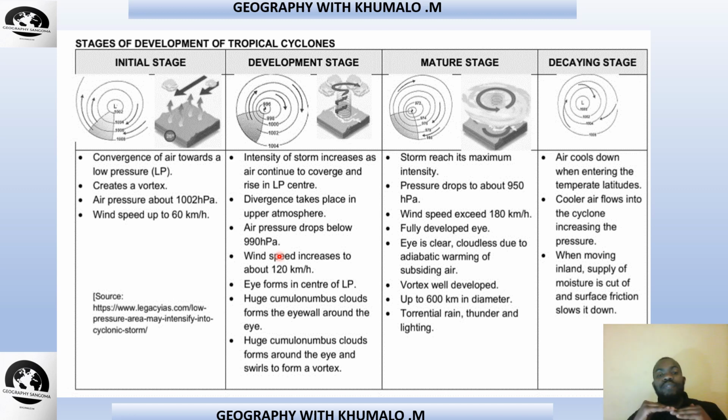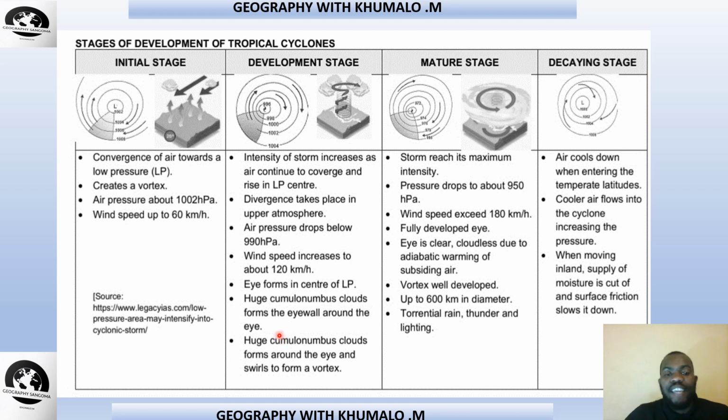Now in the development stage, the pressure reduces to 990, which is just slightly below the 1,000 there. The wind speed now increases from 60 kilometers per hour to 100 kilometers per hour. The eye now starts to form in the center of the low pressure. So this eye starts to form where? In the development stage.